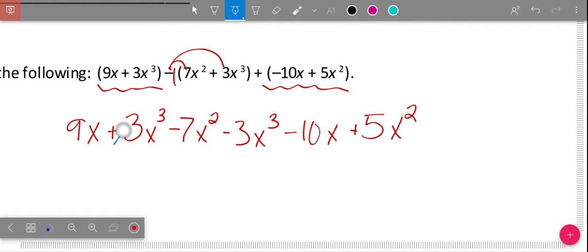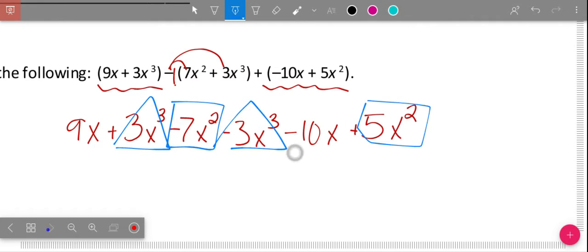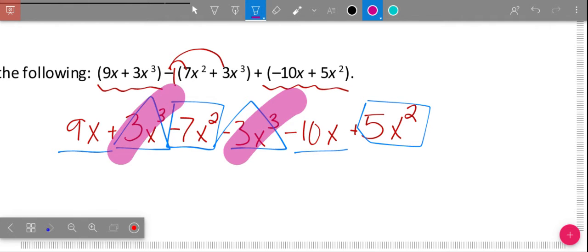So I'm going to put triangles around my x cubes. I'm going to box in my x squareds. And I'm just going to underline my x's. So looking at my x cubes first, because you always start with your largest exponent. 3x cubed minus 3x cubed, those right there cancel each other out. Those go away because 3 minus 3 gives me 0. So you don't have any more x cubes, which is fine. You just have one less thing to worry about.